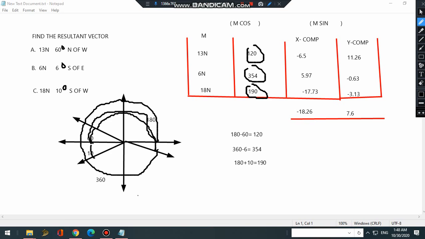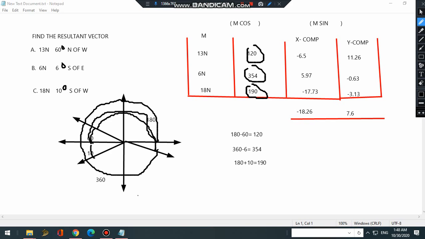Then to get the y component, you need to use sine. So 13 sine 120 would be 11.26. 6 sine 354 would be negative 0.63. Then 18 sine 190 would be negative 3.13. So now we already got their x and y components.